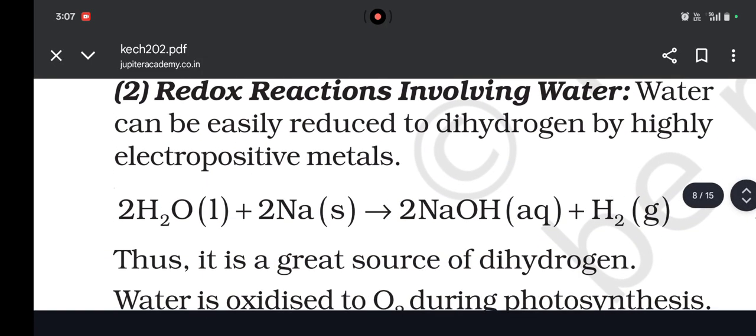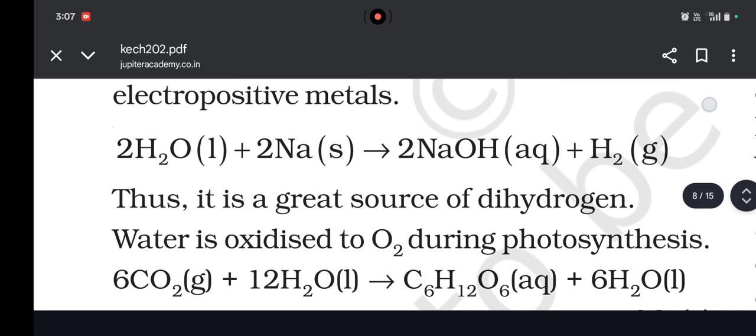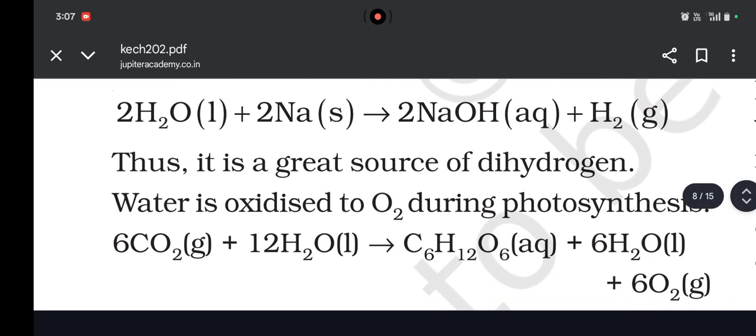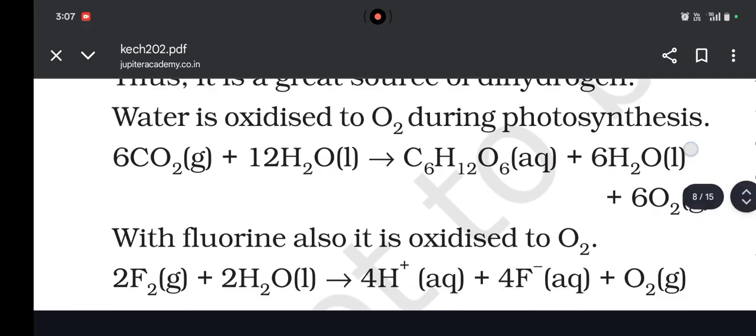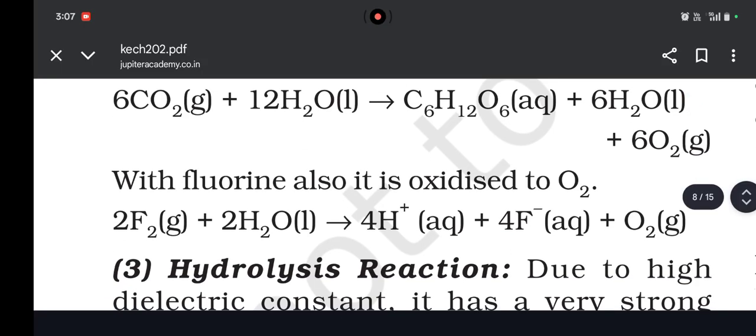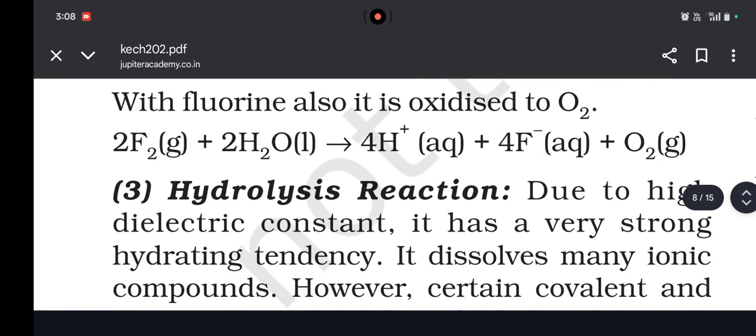Redox reactions involving water. Water can be easily reduced to dihydrogen by highly electropositive metals. Example, 2H2O with 2 sodium gives 2 NaOH plus hydrogen gas. Thus, it is a great source of dihydrogen. Water is oxidized to O2 during photosynthesis. 6CO2 plus 12H2O gives C6H12O6 plus 6H2O plus 6O2. With fluorine also it is oxidized to O2.